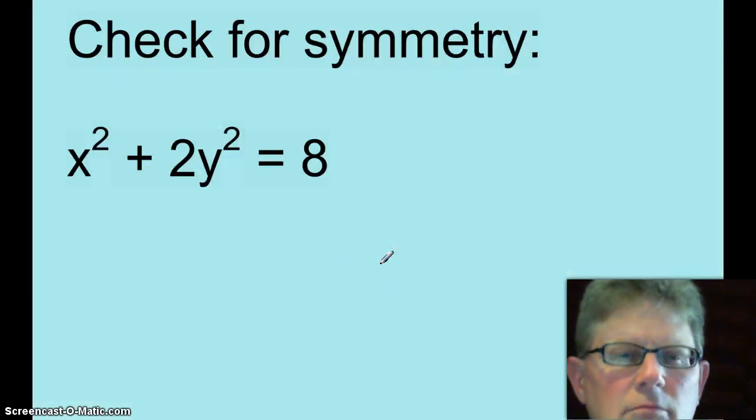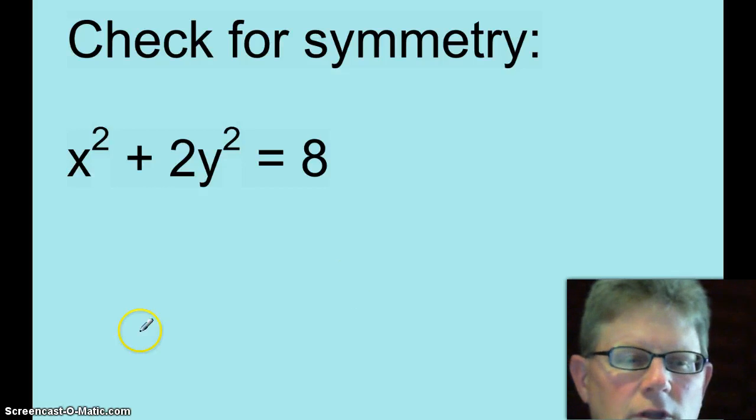Alright, go ahead. Check for symmetry on all of these. Pause, work, play.